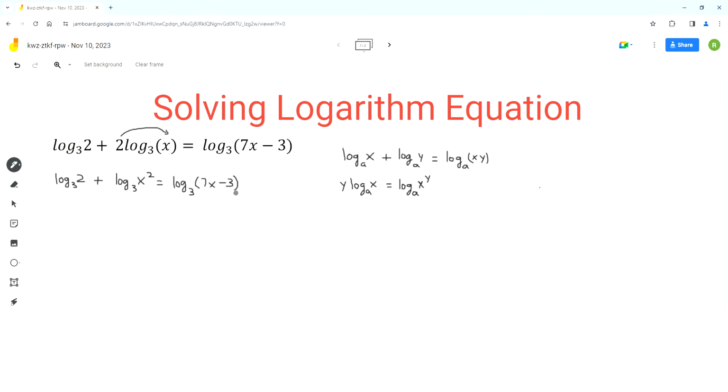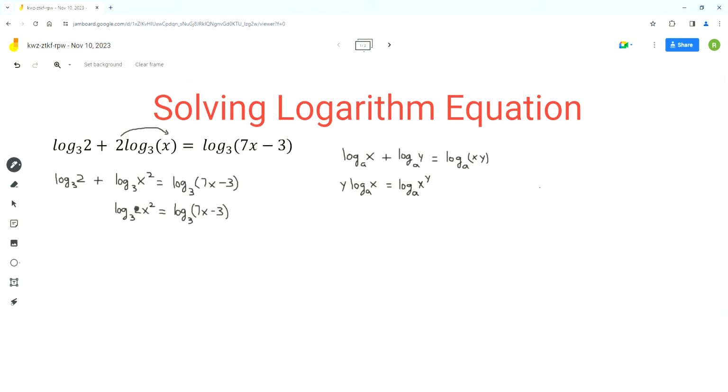Now we can combine these two log terms using this product law. So log of 2x squared. So we multiply the 2 by x squared and the base stays as 3 equals log of 7x minus 3 to the base 3. So the right side stays the same. There is nothing we can do on the right side of this equation yet.